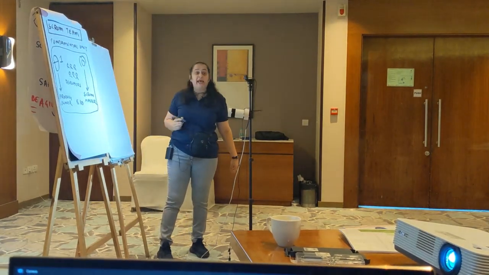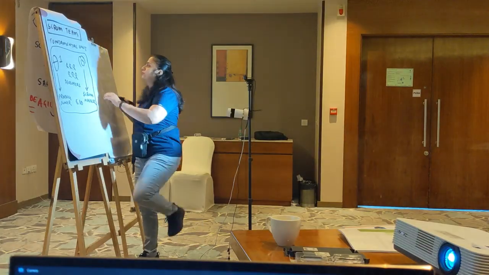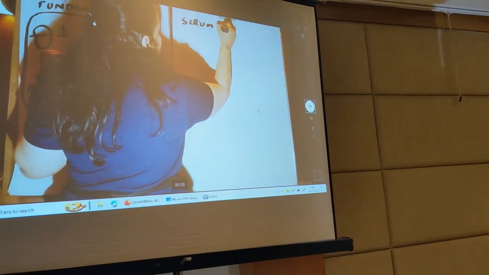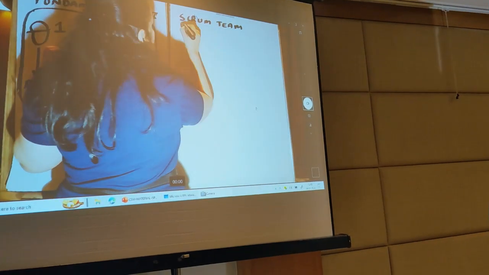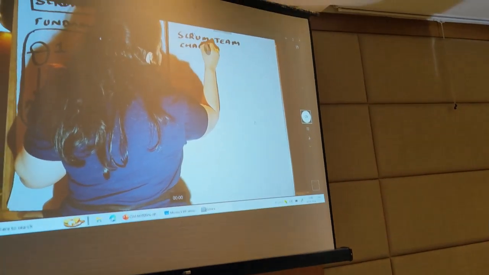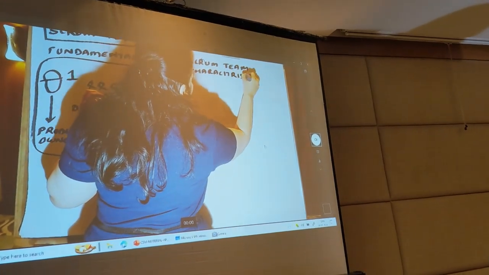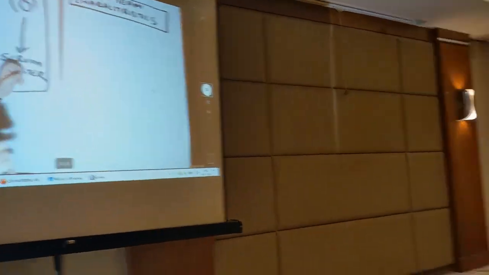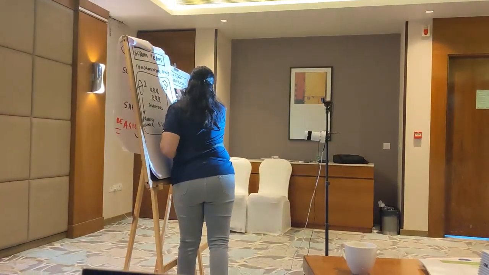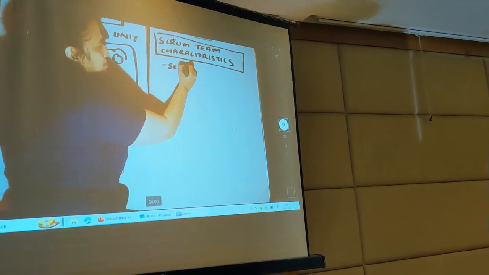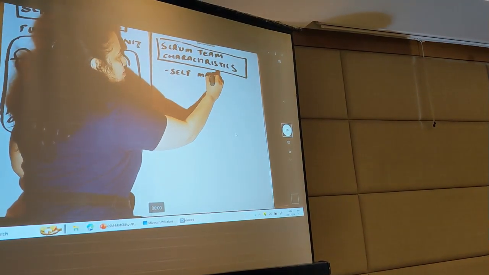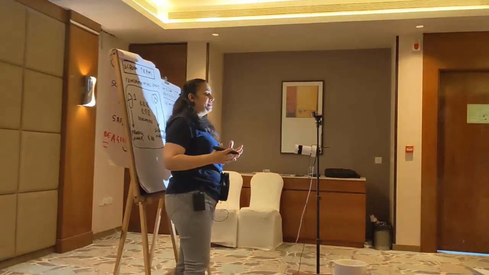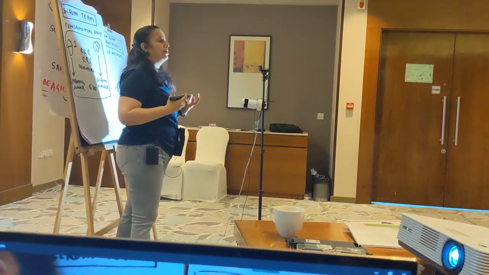So let us look at some characteristics of this Scrum team. Let me put down the title, Scrum team characteristics. The first one I want to talk about is that they are self-managed. Self-managed means the team as a whole is an independent unit.